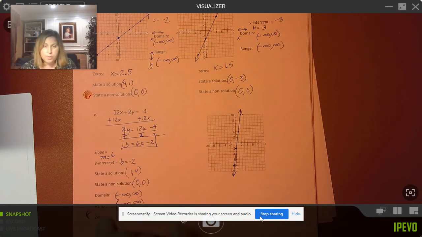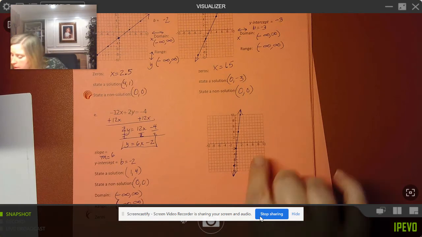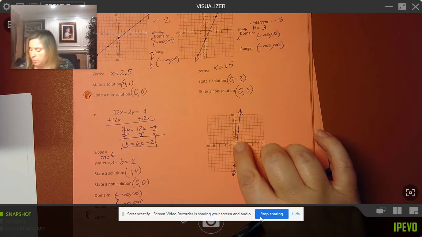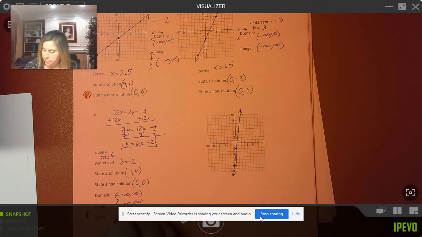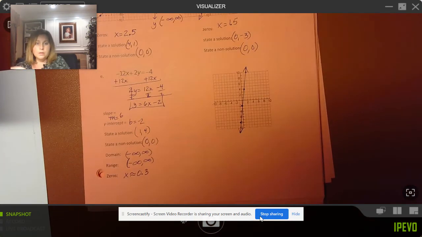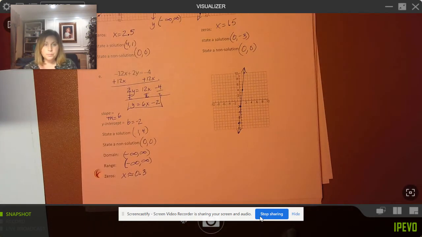And then zeros, where does it cross the x-axis? It looks like maybe 1/3, so I'll just say 0.3. And this is an approximation, so we'll just use the approximately equal to sign for our zero. Okay, that was example E.